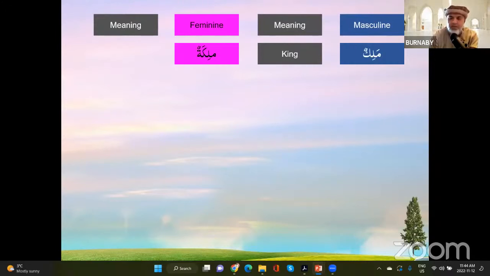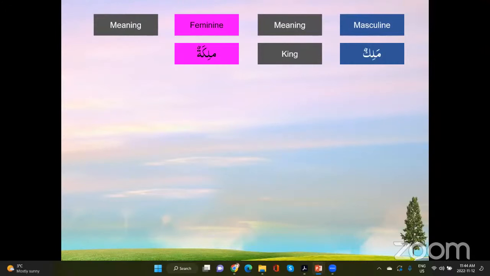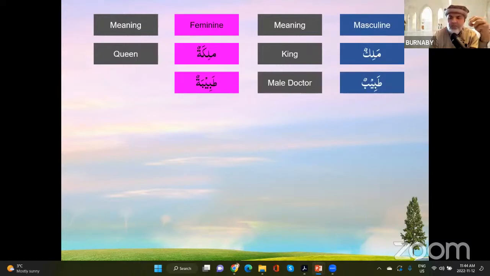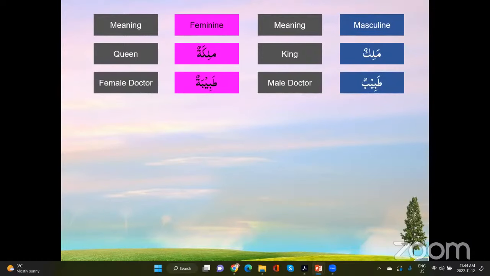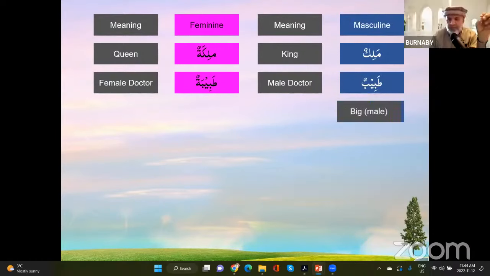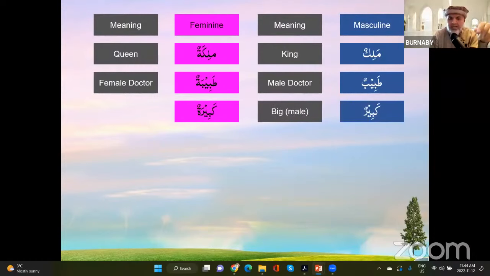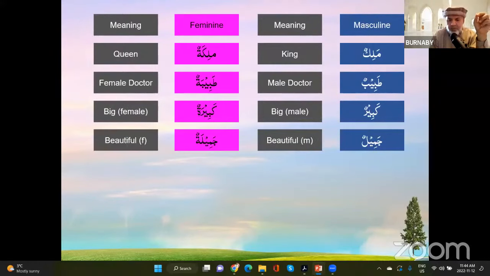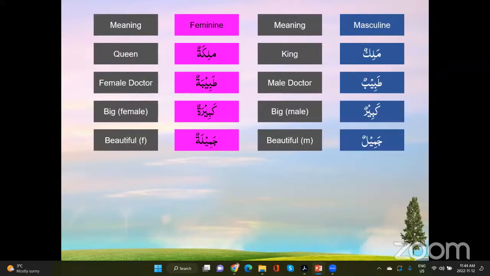But is Malikun human? The king is a, yes, queen. So queen, right? Now tabibun. Tabibun means a doctor, a male doctor. Then tabibatun will be a female doctor. Kabirun means big, male. Kabiratun, big, female. Okay. Jamilun means beautiful, male. Jamilatun, a beautiful female.